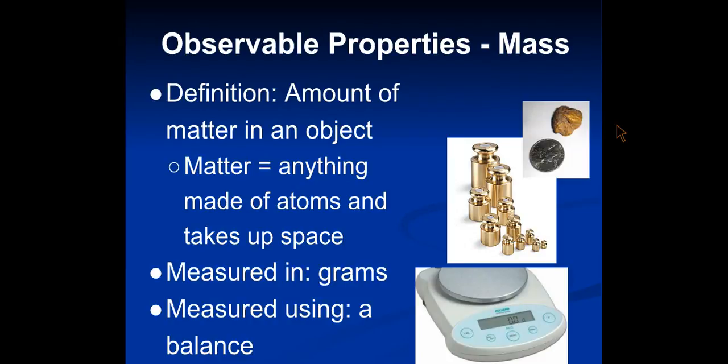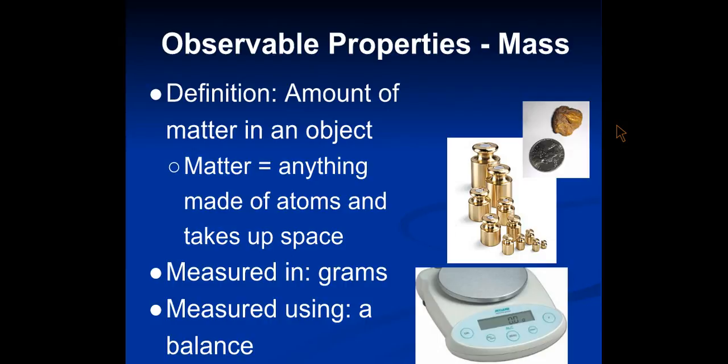Let us get started. First, we're going to talk about mass. Mass is the amount of matter in an object, and matter is anything that is made up of atoms and takes up space. Like think about, after lunch, I have more stuff in me than I did before. I have more matter in me after I ate my lunch. As I eat, I'm increasing the amount of mass that I have.